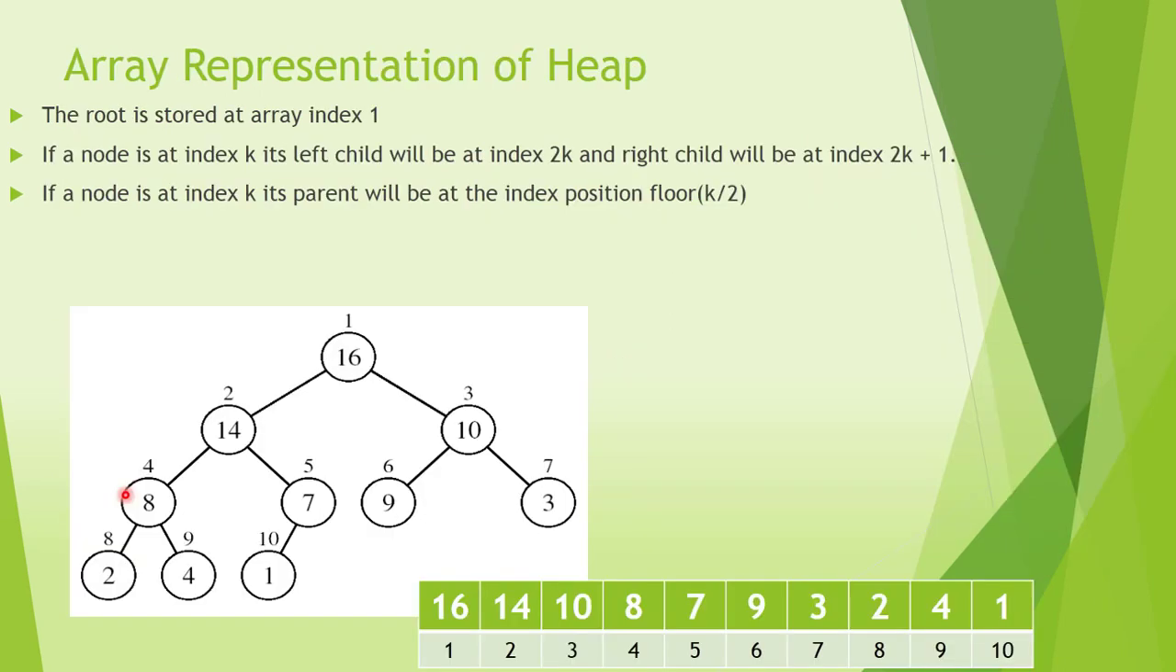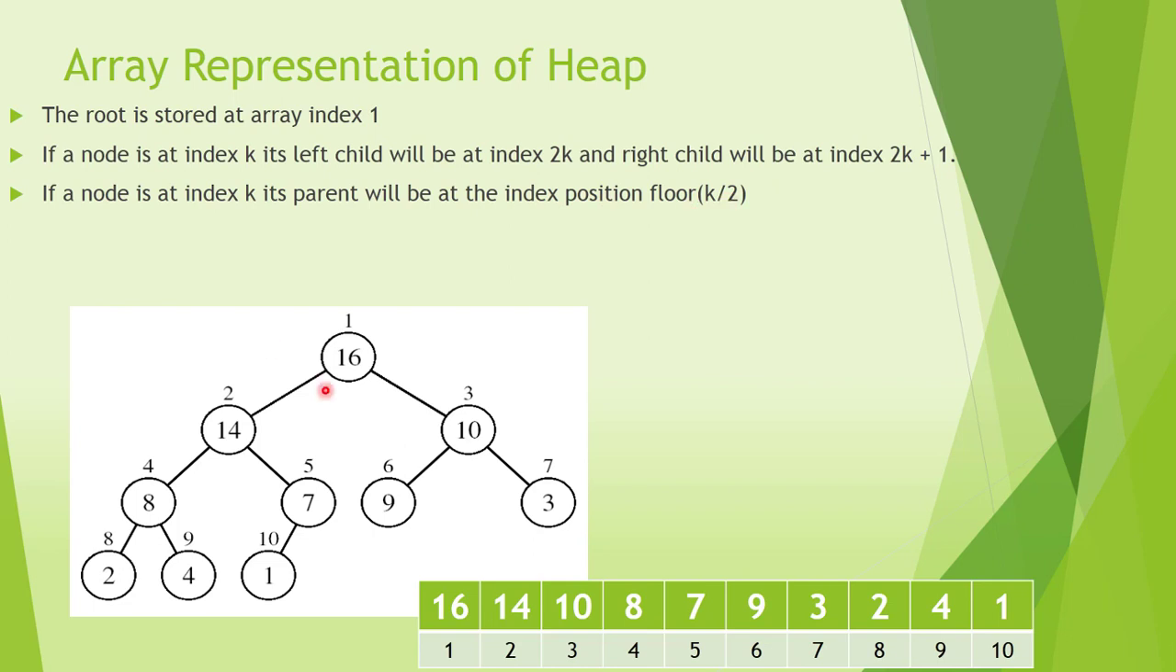Next is array representation of heap. We all know how binary trees are represented in an array. The same approach is used here. The root is stored at array index 1. If a node is at index k, its left child will be at index 2k and right child will be at index 2k plus 1. If a node is at index k, its parent will be at index position floor of k by 2.